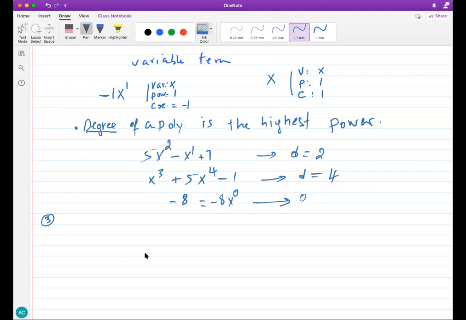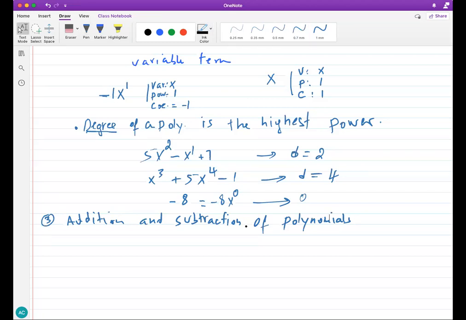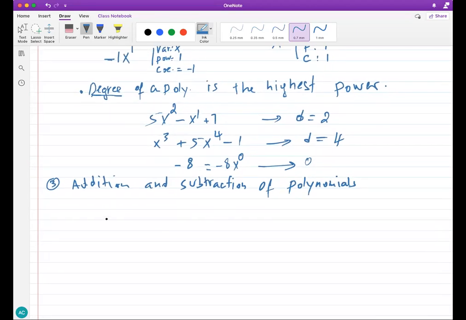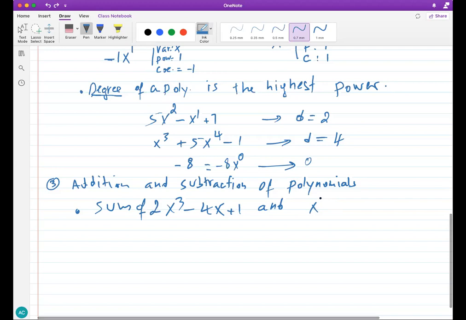All right, so let's continue talking about polynomials. So now we're going to talk about addition and subtraction. Okay, so when you have two polynomials, let's say 2x to the third minus 4x plus 1, you can find the sum of two polynomials, for example, this and x to the second, or rather x to the third.